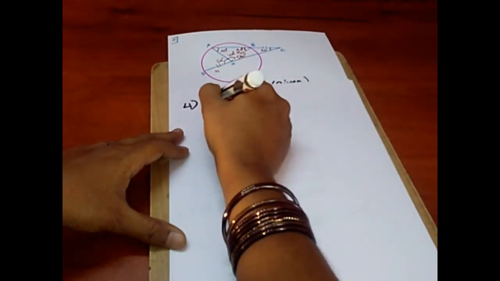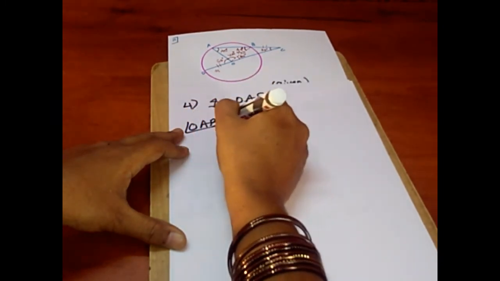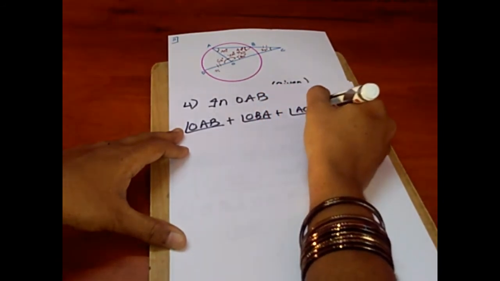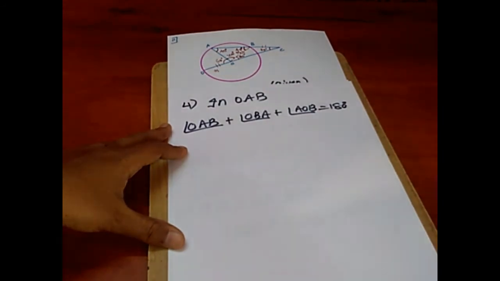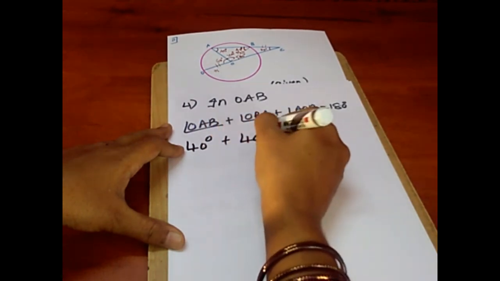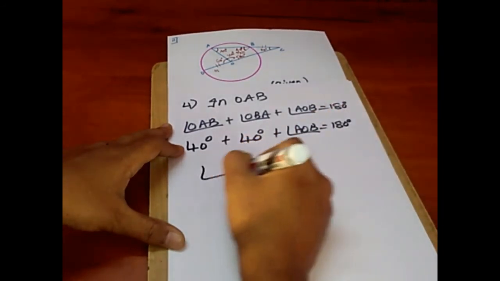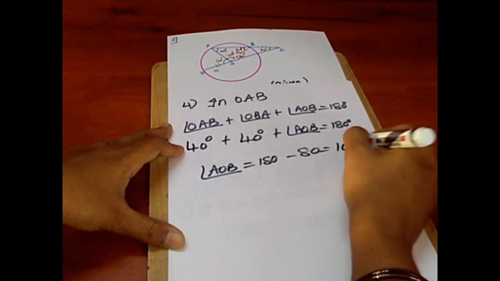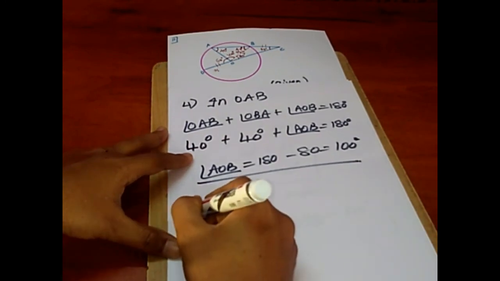Now, point number 4. In triangle OAB, angle OAB plus angle OBA plus angle AOB is equal to 180 degree. Angle sum property. So, OAB is 40, OBA is 40, hence angle AOB should be calculated. Now angle AOB is 180 minus 80, its measure is equal to 100 degree. Point number 4. Now point number 5.